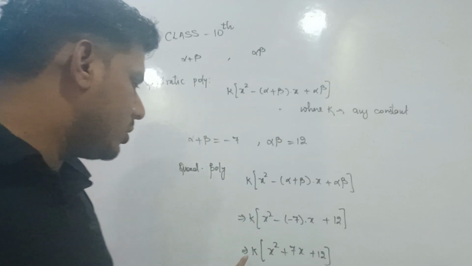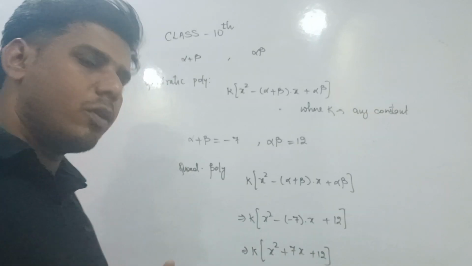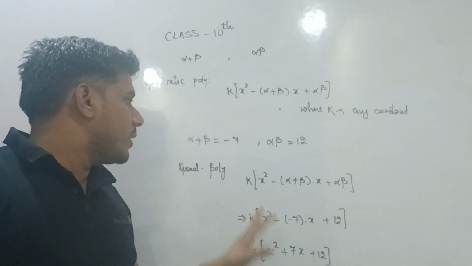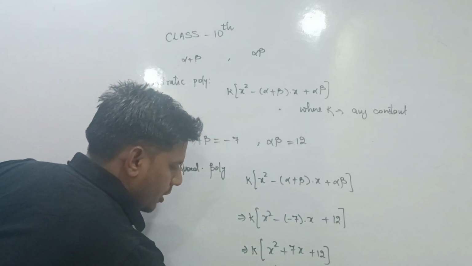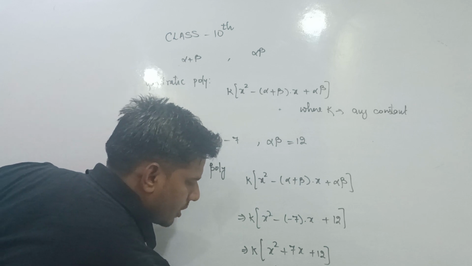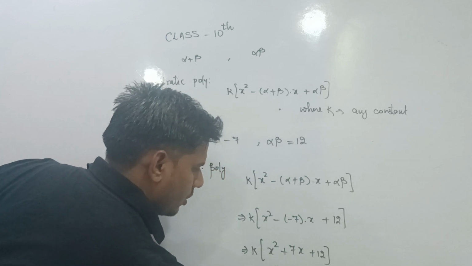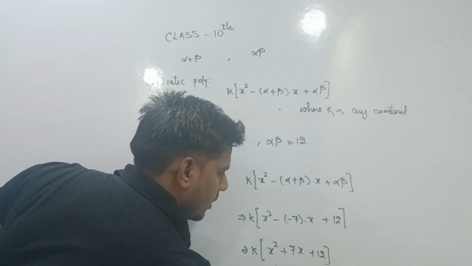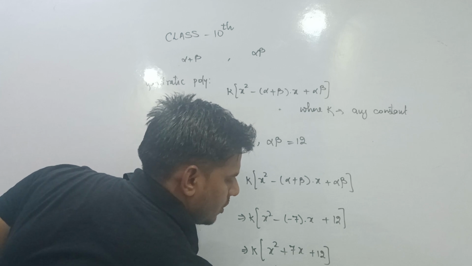If we put k equal to 1, then we will get the quadratic polynomial x square plus 7x plus 12. If we put k equal to 2, then we will get another polynomial, where the sum of zeros and product of zeros will also remain the same. With k equal to 2, you put 2 bracket x square plus 7x plus 12, and when you multiply, you will get 2x square plus 14x plus 24.